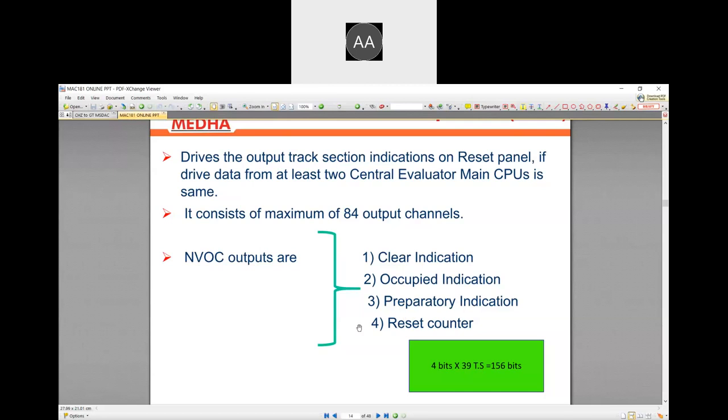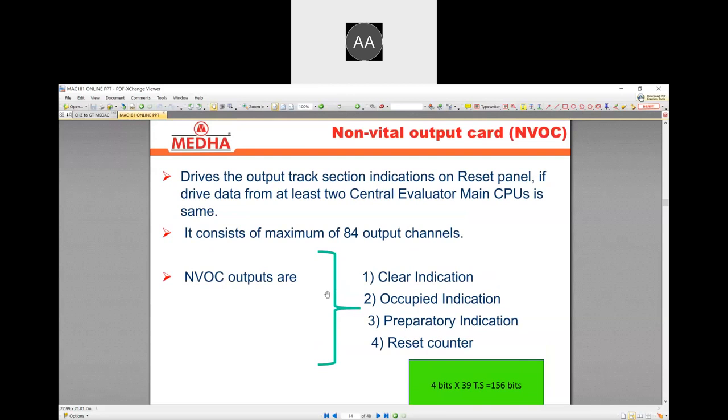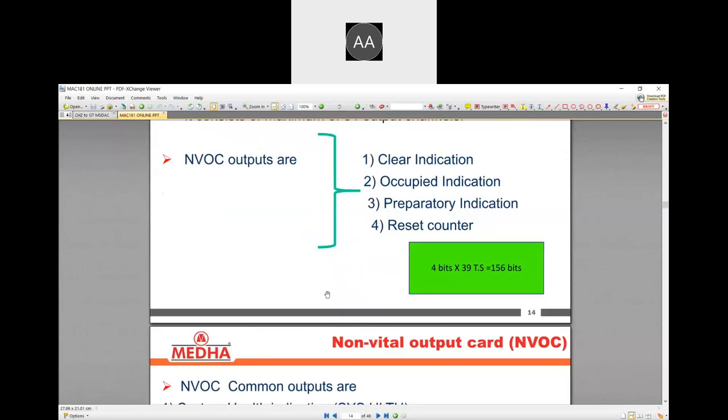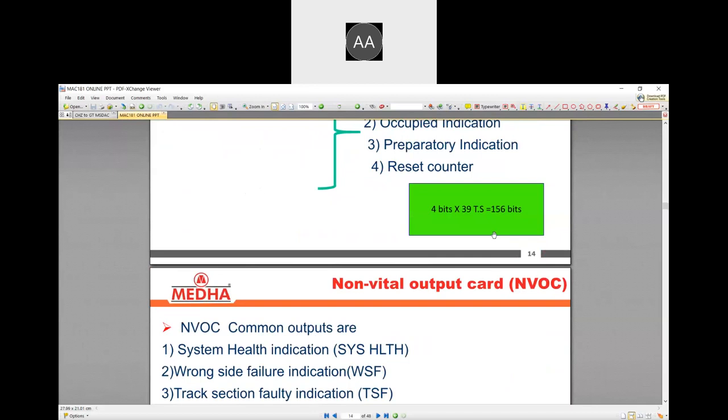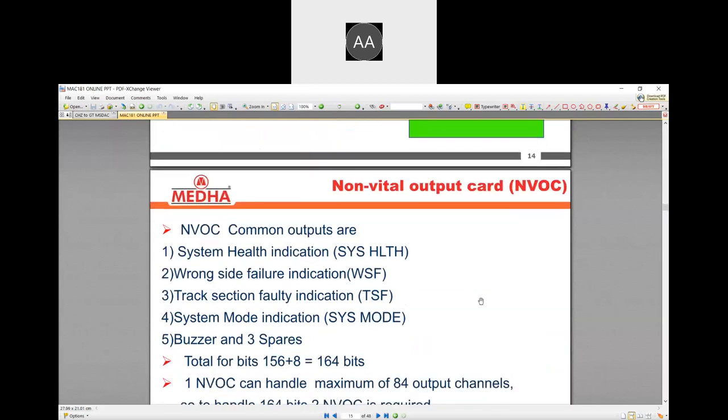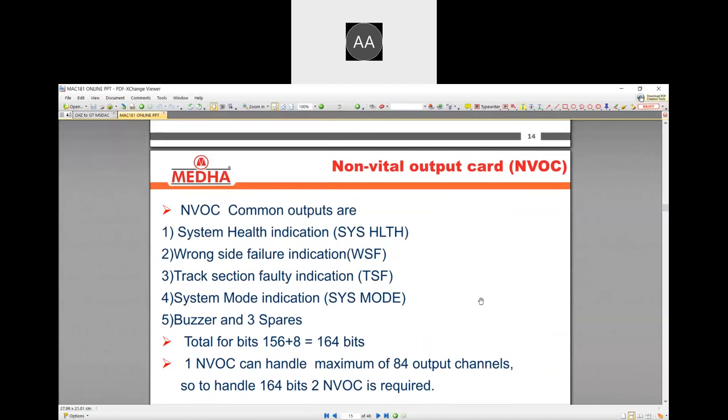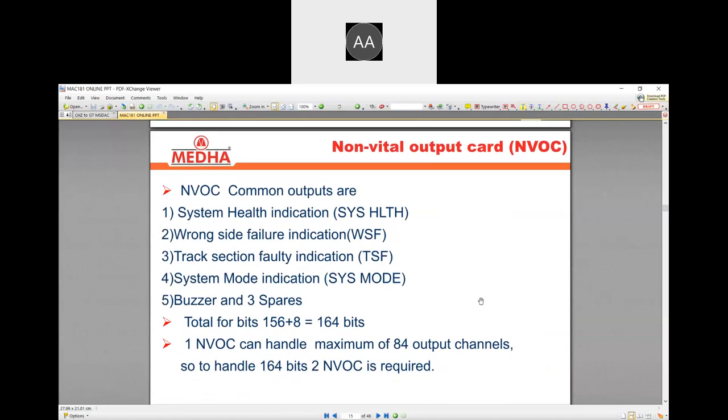And the single capacity of a non-vital output card is 84 outputs, which can be taken care of by the non-vital card. Likewise, apart from this 156 bit, there will be some common non-vital outputs as well. The common non-vital outputs are system health indication, wrong side failure indication, track section faulty indication, and system mode. Apart from that, buzzer and 3 spares.